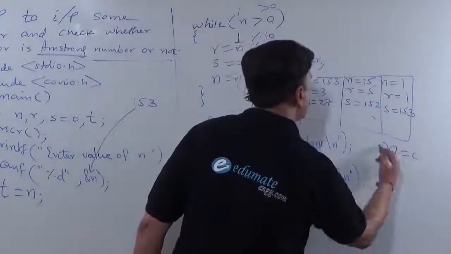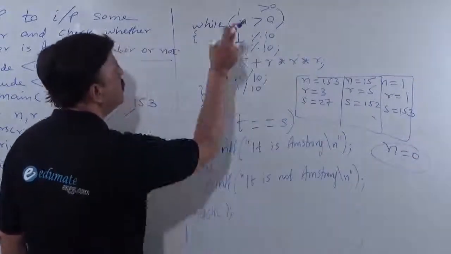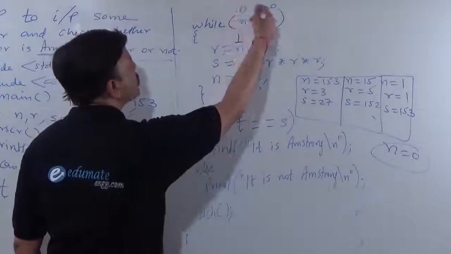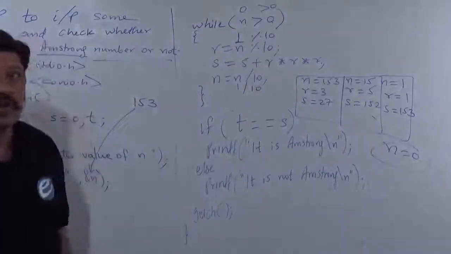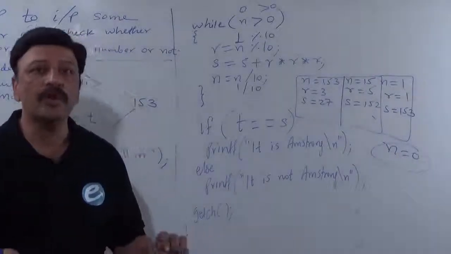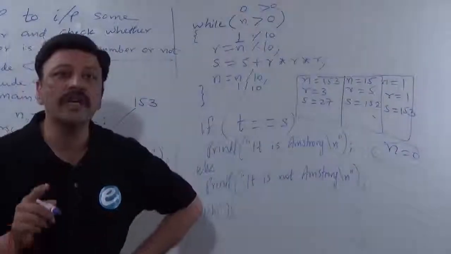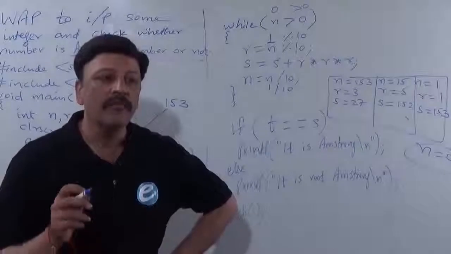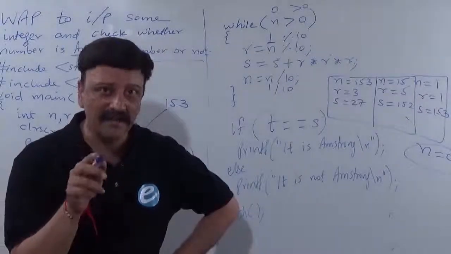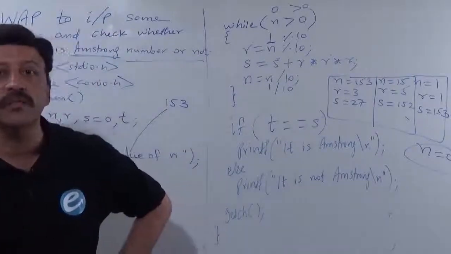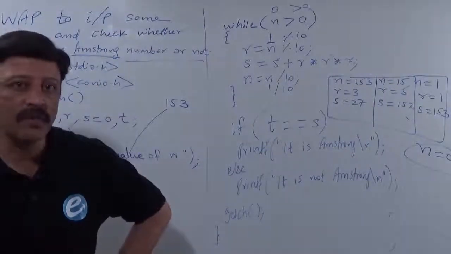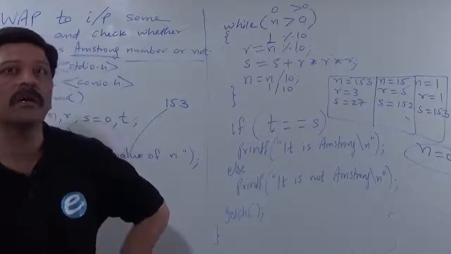N is finally 0. Now, when n becomes 0, 0 greater than 0 is false. So the loop breaks. Wait a minute. Now the loop has stopped. But now there is one very important work remaining. We should now compare S with the original number. Because S is the sum of the digits, cubes, I am sorry. So that sum should be compared with the original number.